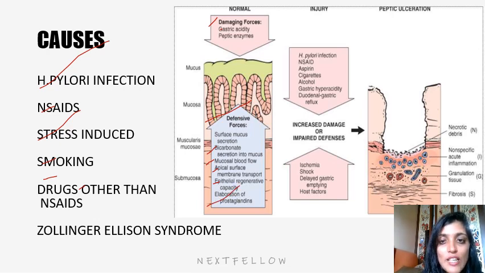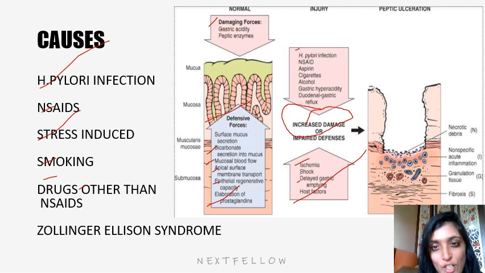Coming to impaired defenses, these include ischemia, shock, delayed gastric emptying, and host factors. Increased damage will be due to H. pylori infection, NSAIDs, aspirin, cigarette smoking, alcohol consumption, gastric hyperacidity, and duodenogastric reflux. So this is the necrotic debris. This is non-specific acute inflammation and granulation tissue, ultimately ending up in fibrosis.